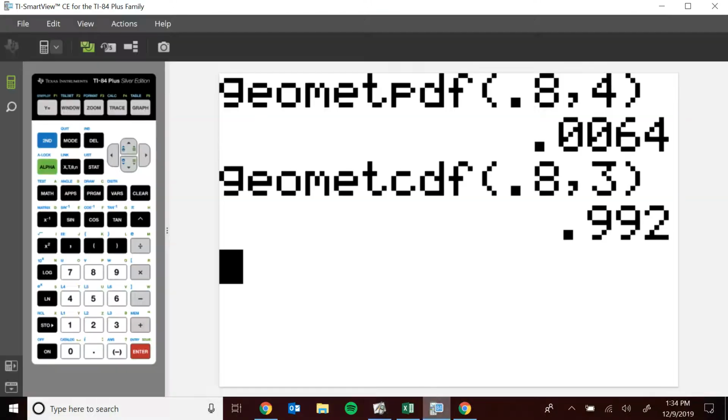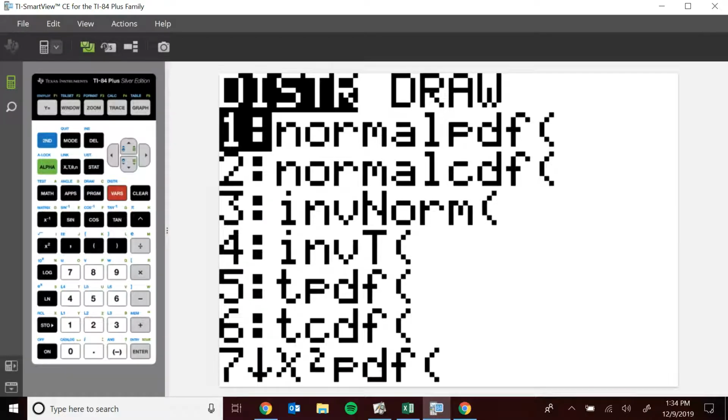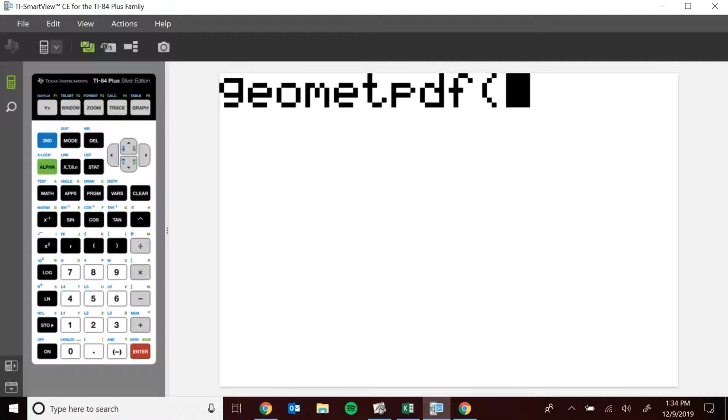So here we go to our calculator. We're going to go to distributions. That's under second vars. There are our good old trusty friends, norm CDF and inverse norm. Geometric is actually at the bottom of the list, so if you go up, it'll take you to the bottom of the list. And look at that, geometric CDF and geometric PDF. I'm going to do PDF because I want the success to occur in the 5th spot, the exact place of the success.